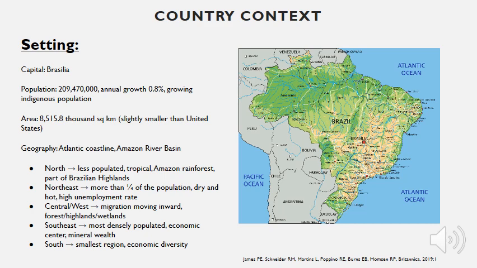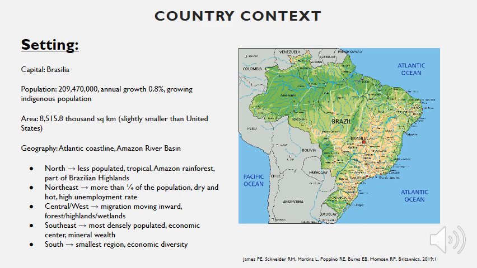Brazil is the fifth most populous country in the world, with a population of over 209 million people, an annual growth rate of 0.8%, and actually a growing indigenous population. It's quite large. The area of Brazil is just slightly smaller than the area of the 48 continental United States.